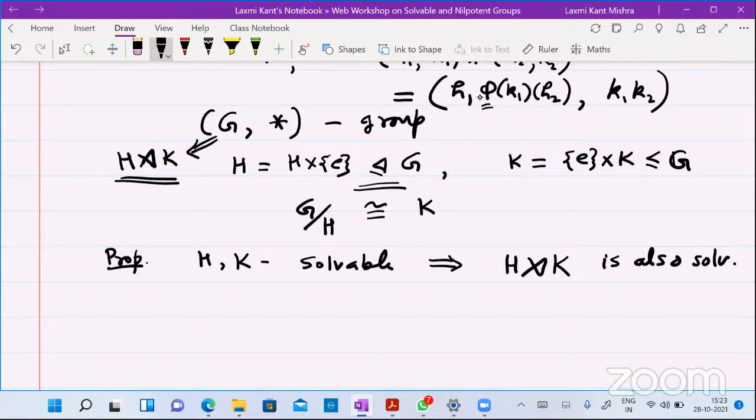The proof is the same, using a similar technique. What is the technique? H is given normal and soluble, and G by H is K, which is also soluble. So using the previous result, we can say that the semi-direct product of H and K is also soluble. So this is just a generalization of the previous one, that means the direct product.